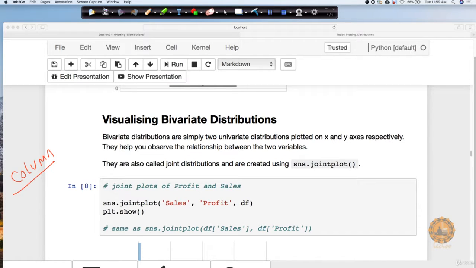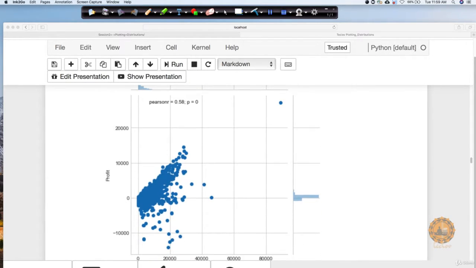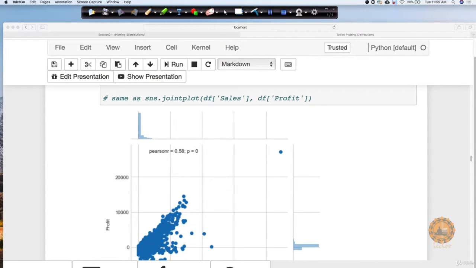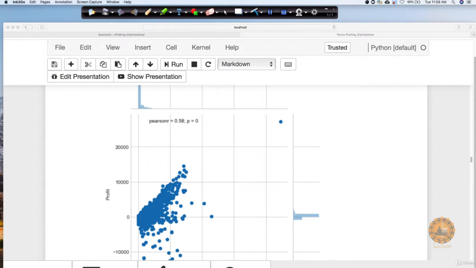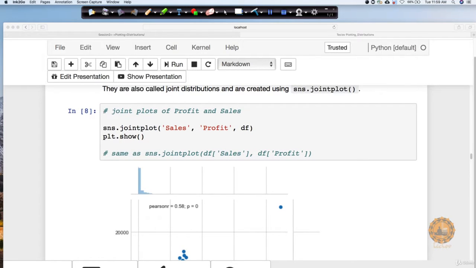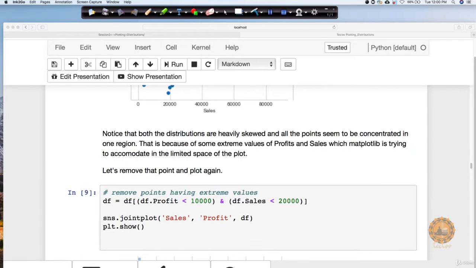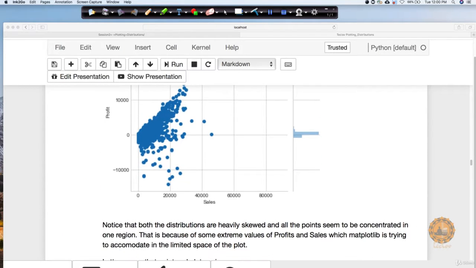So here you can see that I'm creating a joint plot, and I'm talking about 2 columns of my data, sales and profit. Let's see what this looks like. When I draw this plot, this is how the distribution looks. You can see that we have a scatter plot coming up, and this is the histogram for these 2 columns. One histogram will be for profit and one will be for sales, and this is going to draw both the plots so that you can very easily visualize both things in one graph. Now you can notice here that the distribution is again very heavily skewed.